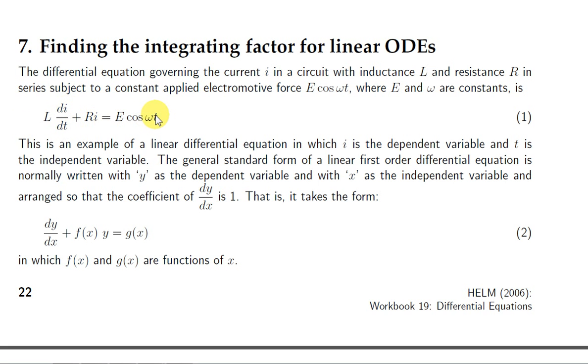Now this equation is linear because the dependent variable I is not raised to any power. We just have linear terms in I, like a constant times I. And also derivatives of I with respect to time appear as linear terms. We just have derivatives times constants. We don't have the derivative raised to a power, or di dt, the derivative multiplied by I. We don't have nonlinear terms like that. Of course, the independent variable t doesn't appear as a linear term. It's the argument of a cos function, but that's okay because t is the independent variable.